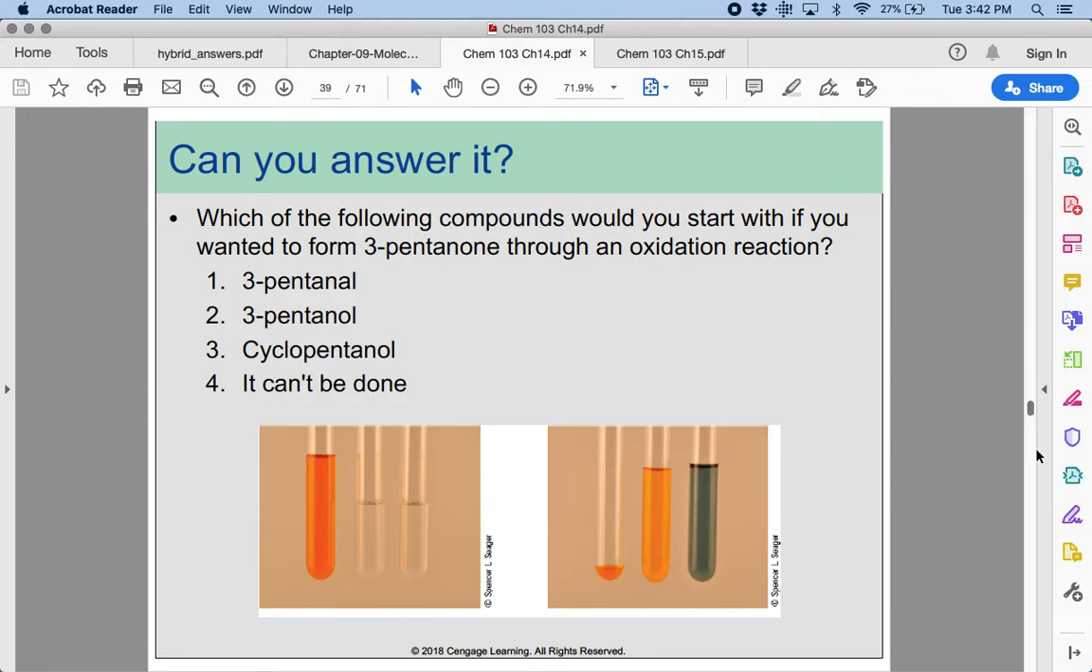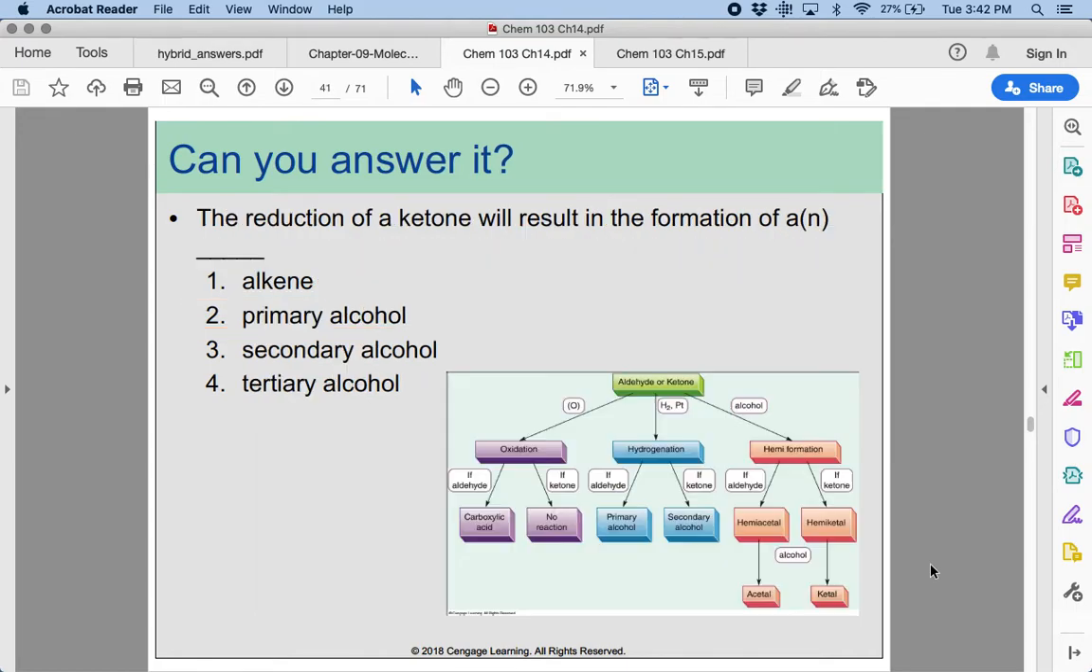Which of the following compounds would you start with if you wanted to form 3-pentanone through an oxidation reaction? I would encourage you to pause the video here, draw the compound 3-pentanone, and then figure out what you would have to have as a starting material for that. Think about what makes a ketone. What kind of alcohol gets oxidized to make a ketone? That might be a good hint for you. So in this case, 3-pentanol would be the best option.